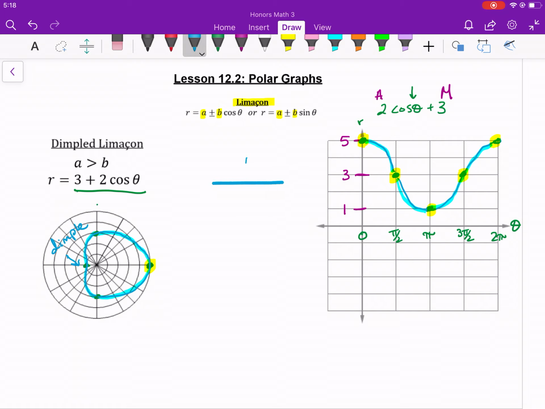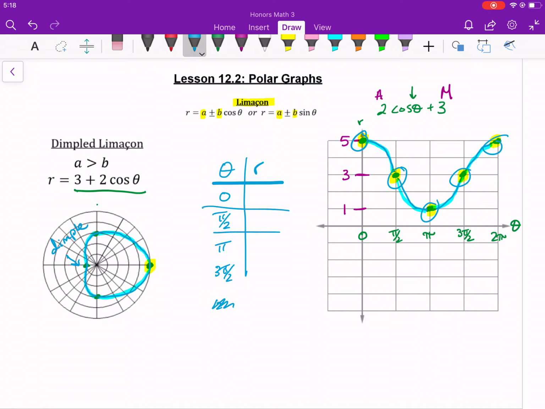Now on these ones, if you really want to do the table, the values I'd suggest are going to be just the major axes. So just plug in 0, pi over 2, pi, 3 pi over 2, and really you don't need 2 pi because it's just a repeat. So you just got to plug those 4 in, okay? And you'll get these numbers, 5, 3, 1, and 3.